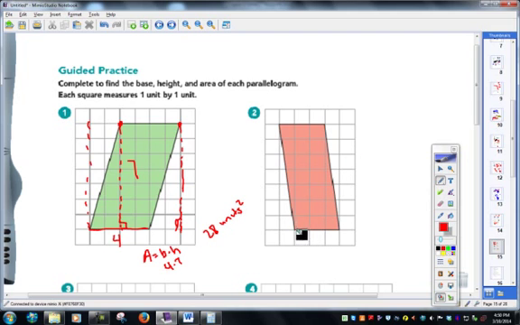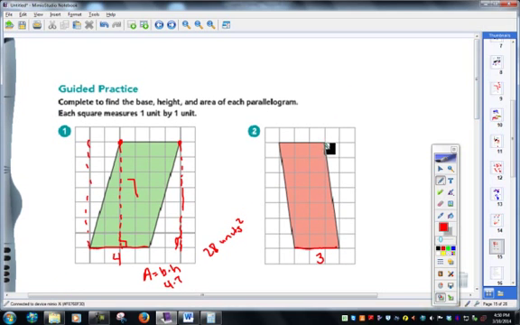Over here, I count my base. 1, 2, 3. I count my height. It has to go from the very tippy top straight down, slammed. 1, 2, 3, 4, 5. Well, I guess I'm not counting yet. And there's my right angle.